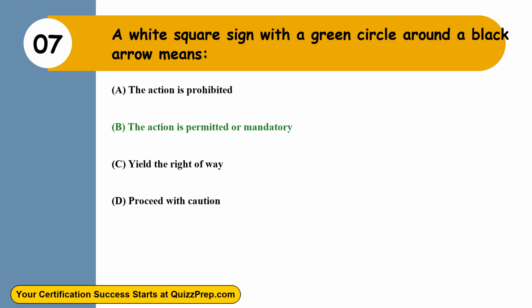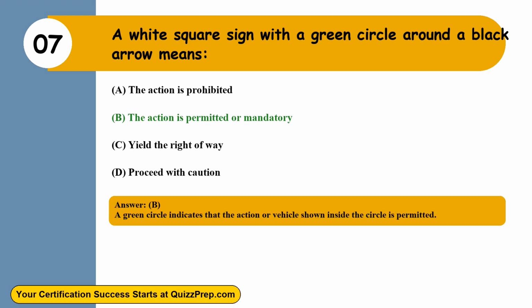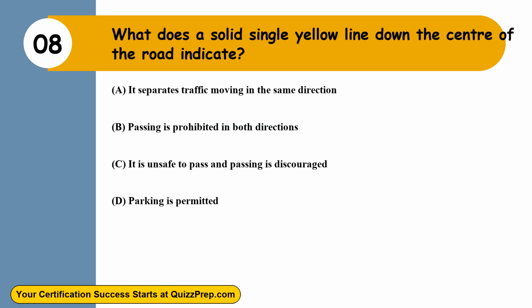The correct answer is option B. The action is permitted or mandatory. A green circle indicates that the action or vehicle shown inside the circle is permitted. Question 8. What does a solid single yellow line down the center of the road indicate?